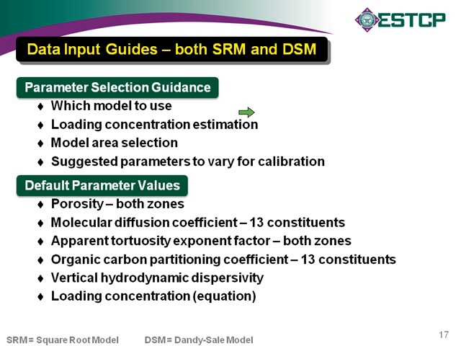The toolkit also provides default parameter values, such as the porosity for both zones, the low K and the transmissive zone. It provides molecular diffusion coefficients for 13 constituents right now, the tortuosity factor for both zones, the organic partitioning coefficient for 13 constituents, and also provides equations for the vertical hydrodynamic dispersivity and the loading concentrations. So the user can override these if they have site-specific information, or they can use these as starting values and use them as calibration parameters.